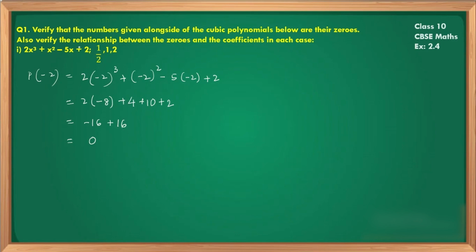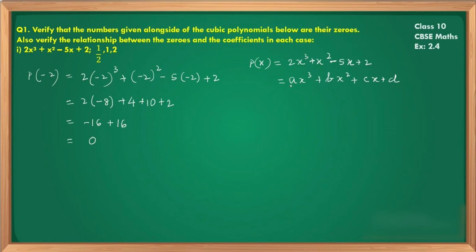Next, we have to verify the relationship between the zeros and the coefficients. Now, 3 zeros have been given. Now we have to find out the coefficients. Let me write down here. The polynomial p of x is equal to 2x cubed plus x squared minus 5x plus 2. The general form of this polynomial is ax cubed plus bx squared plus cx plus d. This would be where we have a cubic polynomial.